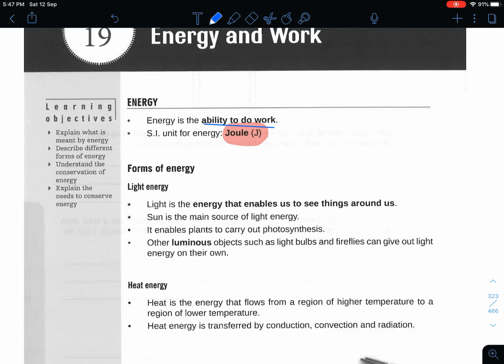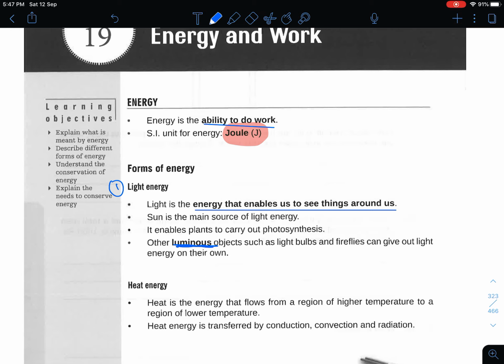The first one that we are looking at is light energy. Now, what is light energy? Light energy usually comes from a main source, which is the sun. And not just the sun, a normal light bulb would also act as a source to provide light energy. So light energy is basically that energy that enables us to see things around us. Without light energy, we will not be able to see things clearly, and it will be quite dark.